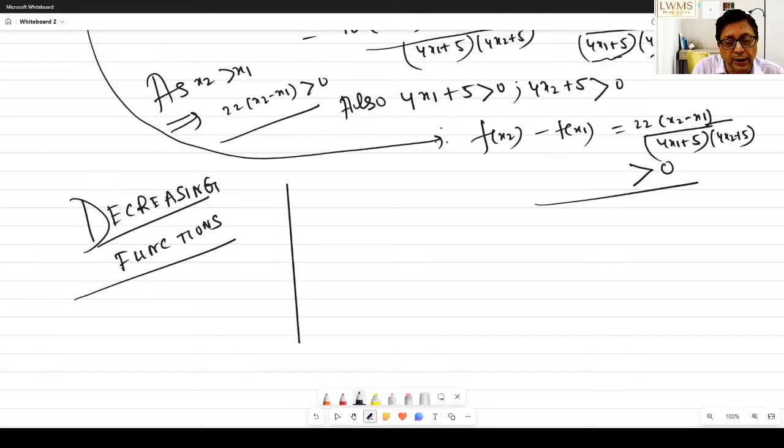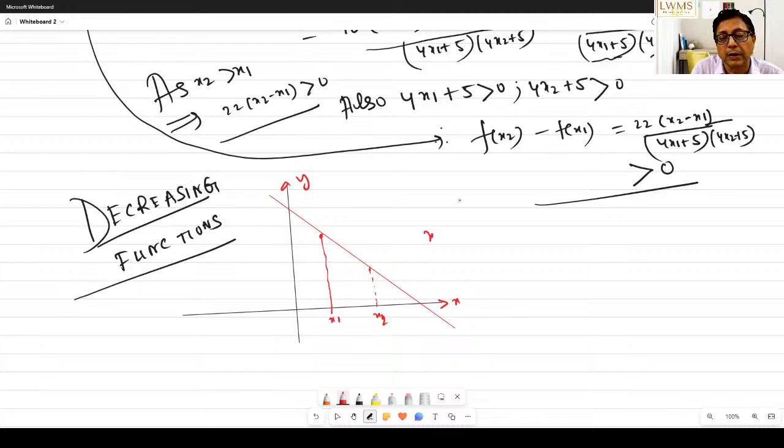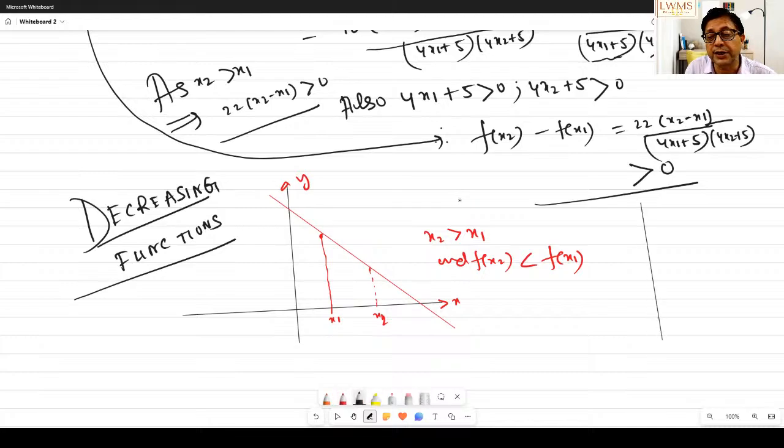From the graph, if you draw the graph of a function like this, this one is a decreasing function. Here x2 is greater than x1, and f(x2) is less than f(x1). Maybe like this also, like the previous case. This is the case of a strictly decreasing function.